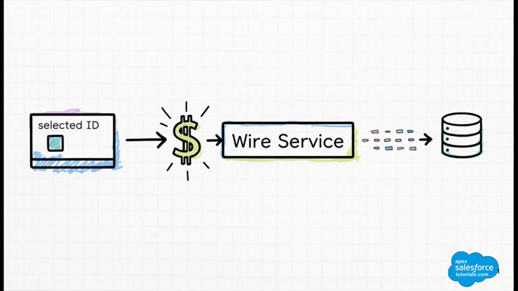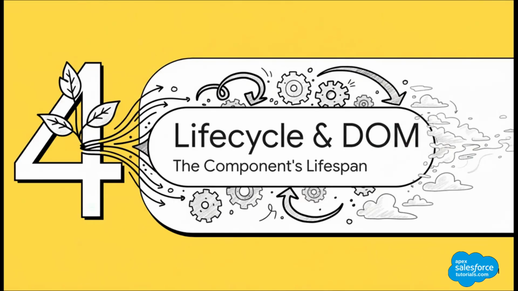And finally, @wire. This is how you connect a property directly to a data source, like an Apex method. But the secret ingredient here, the real magic, is that little $ sign. By putting it in front of recordId, you're telling the wire service to be reactive. So anytime the account ID on the page changes, it will automatically rerun that query and fetch the new, updated data. It's awesome.